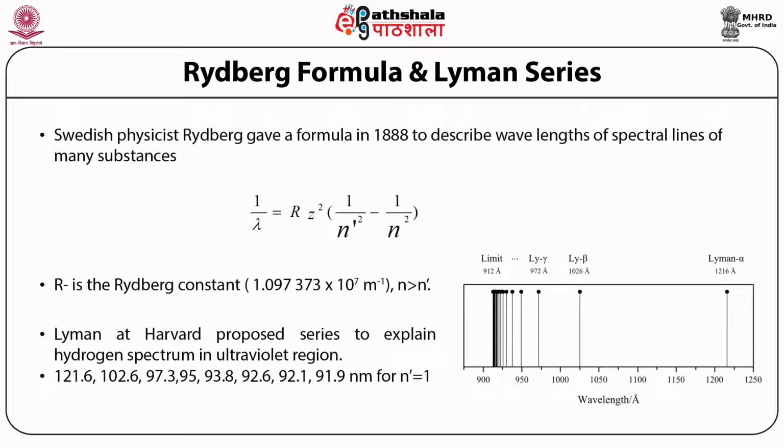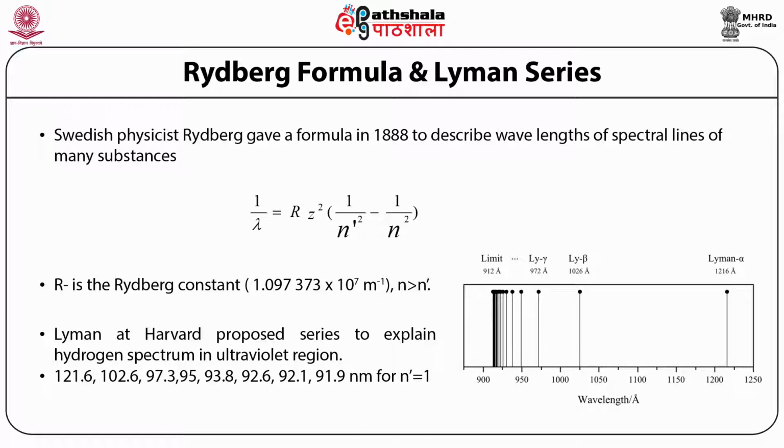Swedish physicist Rydberg gave a formula in 1888 to describe the wavelengths of spectral lines of many substances and different series. 1 upon lambda as per his rule equals R Z squared times (1 upon n dash squared minus 1 upon n squared), and R here is called the Rydberg constant, 1.097 × 10^7, but n always has to be greater than n dash.